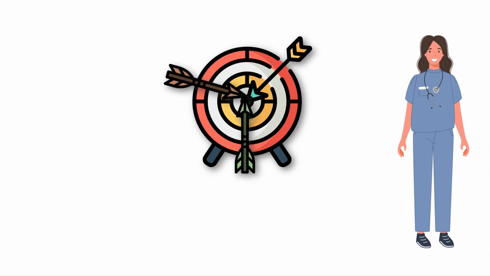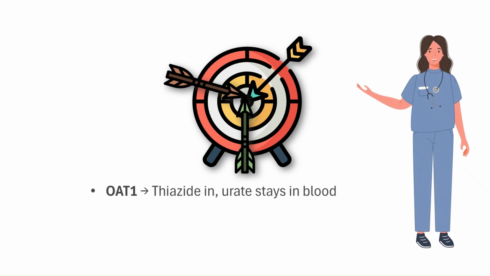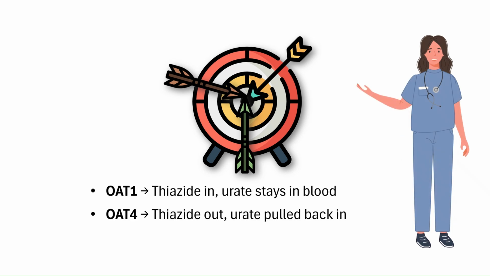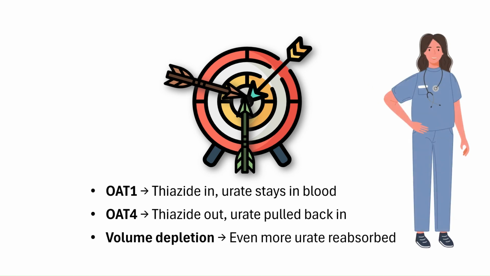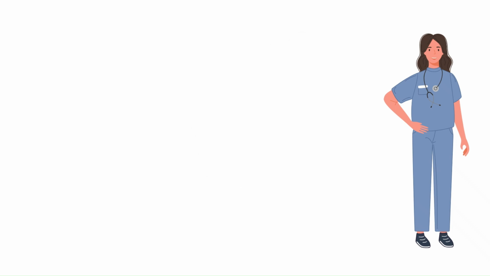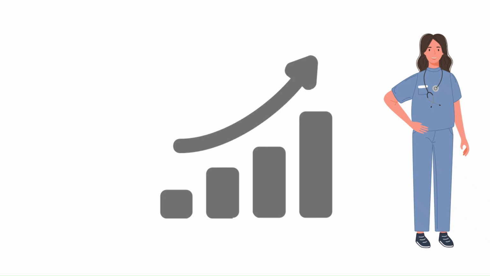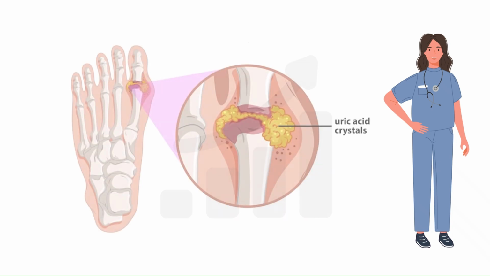Thiazides reduce uric acid secretion via OAT1. They also increase uric acid reabsorption via OAT4. And they enhance overall urate reabsorption through volume depletion. The end result? Elevated serum uric acid levels, and in susceptible patients, gout flares, often starting in the big toe.